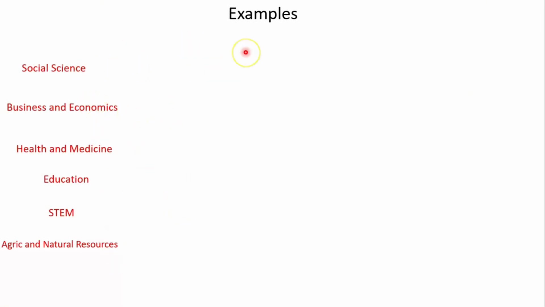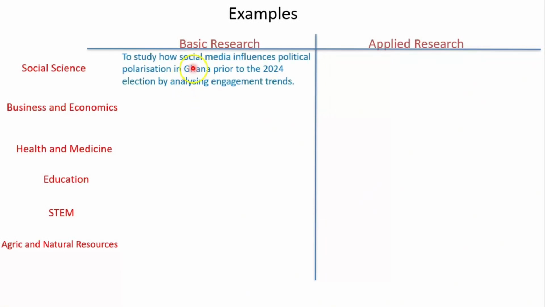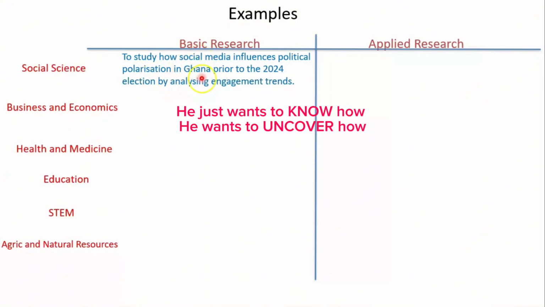So let's take some examples in these fields, for basic research and applied research. Let me put a line here and here. Let's say a researcher in social science wants to study how social media influences political polarization in Ghana prior to the 2024 election by analyzing engagement trends. Polarization means division. The meaning is beyond that, but for now, take it as division. So this researcher just wants to know.